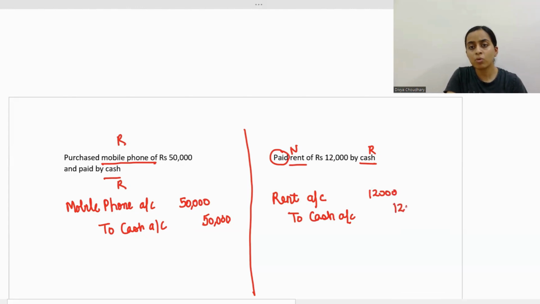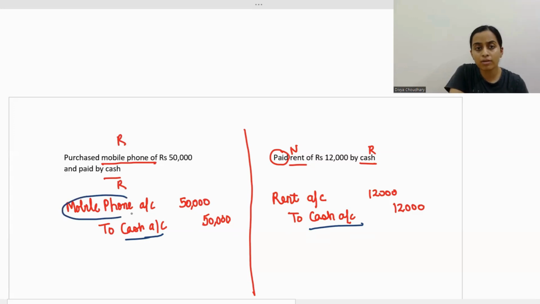Now, in both of these illustrations, my cash is going out, right? To cash and to cash. Cash is going out in both the transactions. But when I have to classify mobile phone, I will classify mobile phone as my asset and I will classify rent as my expense. Why is that?